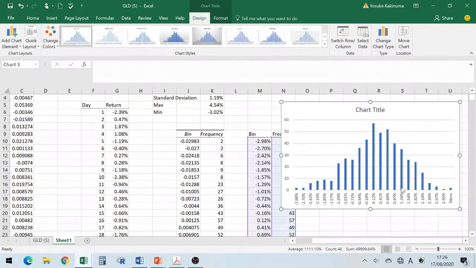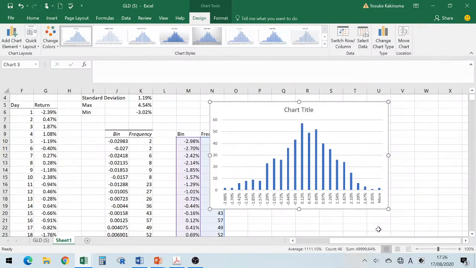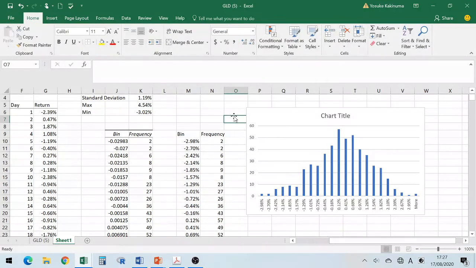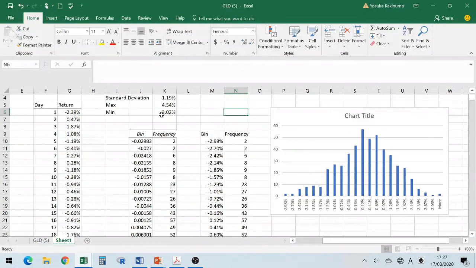All right, so this is something called normal distribution. A lot of times your frequency is most likely to happen around here, which is about 0.1%, right? So this is the normal curve. We call it a bell curve. This is obviously the maximum return, and this is the minimum return. So you can see that gold return is going to be something like a normal distribution like this. All right, so that's how you can do the simulation.